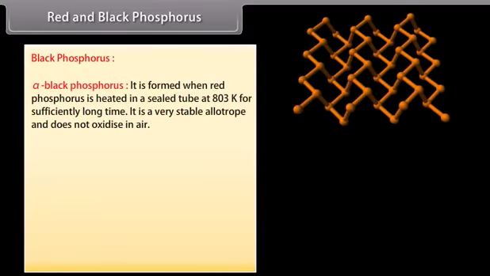Black phosphorus. It has two forms. Alpha black phosphorus is formed when red phosphorus is heated in a sealed tube at 803 Kelvin for a sufficiently long time. It is a very stable allotrope and does not oxidize in air.